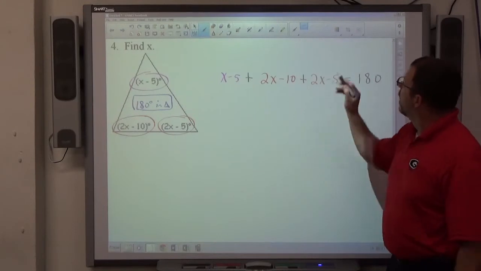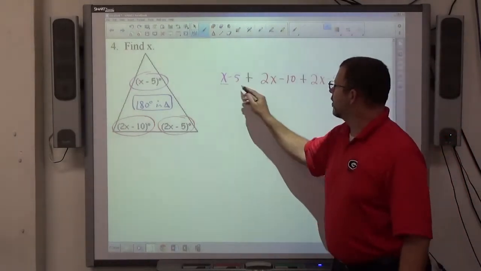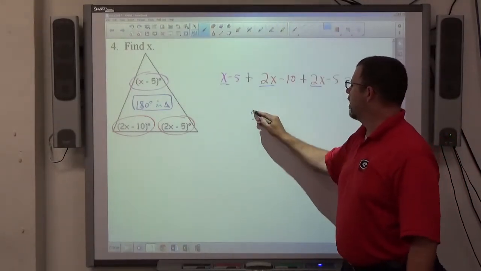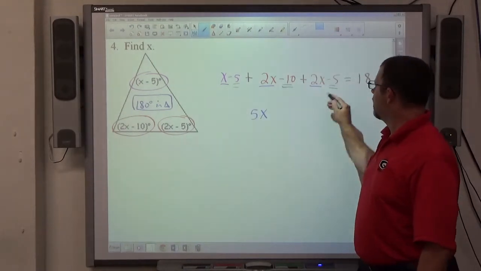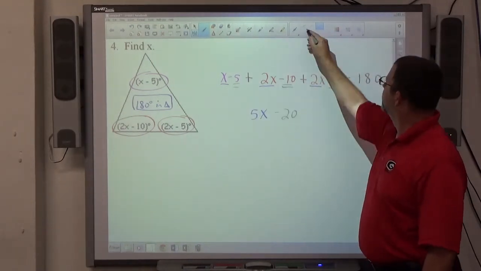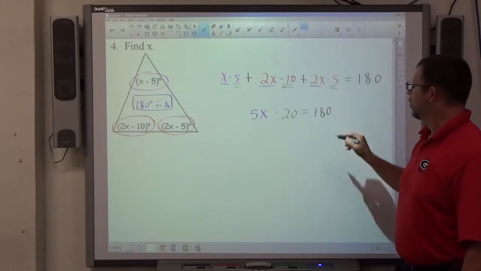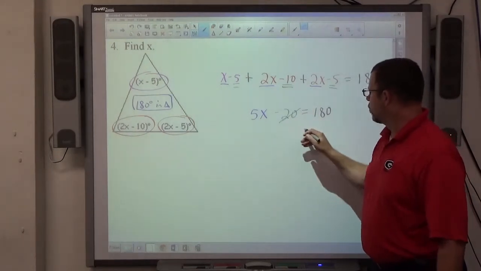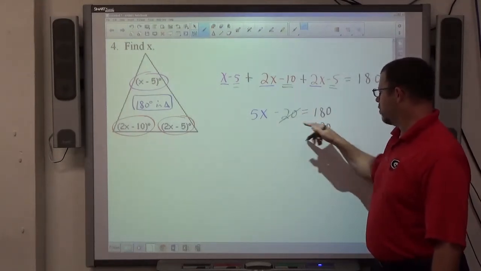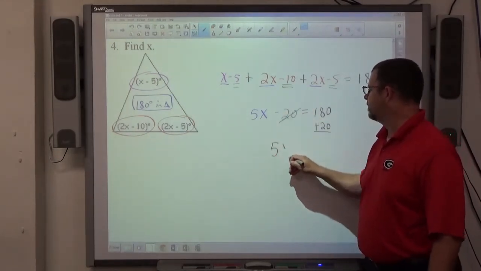Add it up. Adding like terms, x plus 2x plus 2x makes a total of 5x. Minus 5 minus 10 minus 5 is minus 20. So you get the equation as simple as possible. Then simply solve the equation. 20 moves over here, becomes positive. Anytime you move across the equal sign, you change the sign.